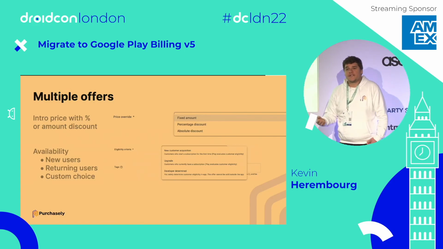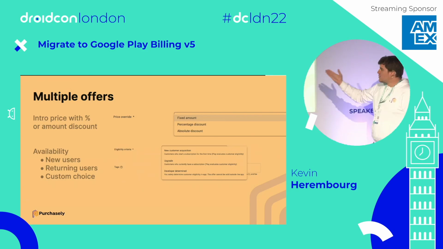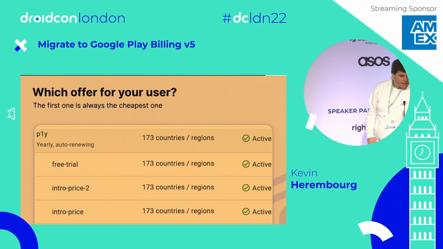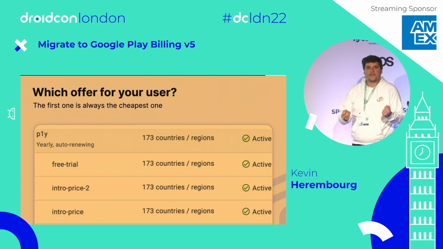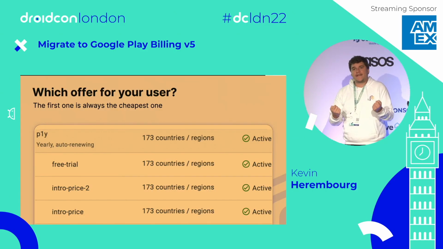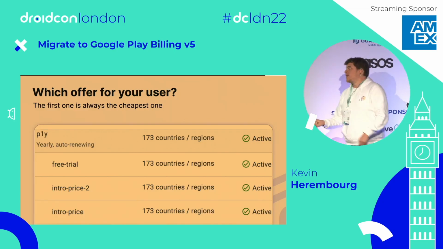So if you wanted to provide a free trial to some users, for random users that you are choosing, you could not do that with Google Play Billing v5. At least now you can do it. So when we talk about multiple offers for your users, you are asking yourself, okay, but in my application, how do I select what offer I want to provide to my user?